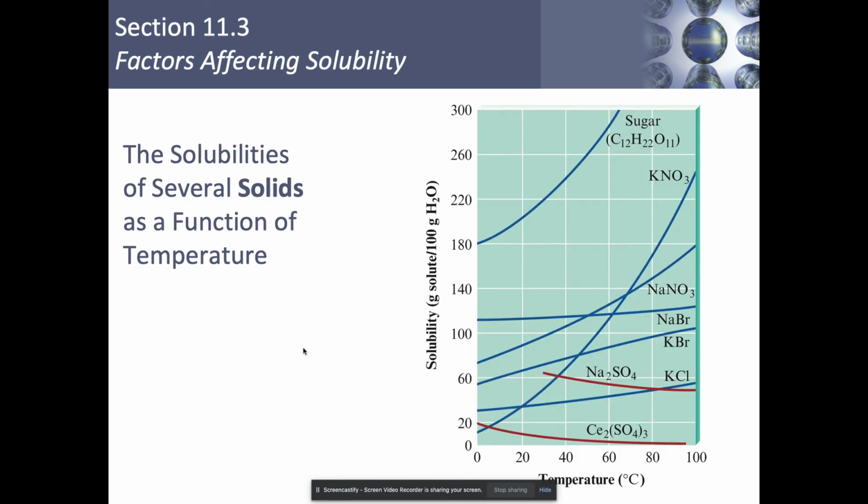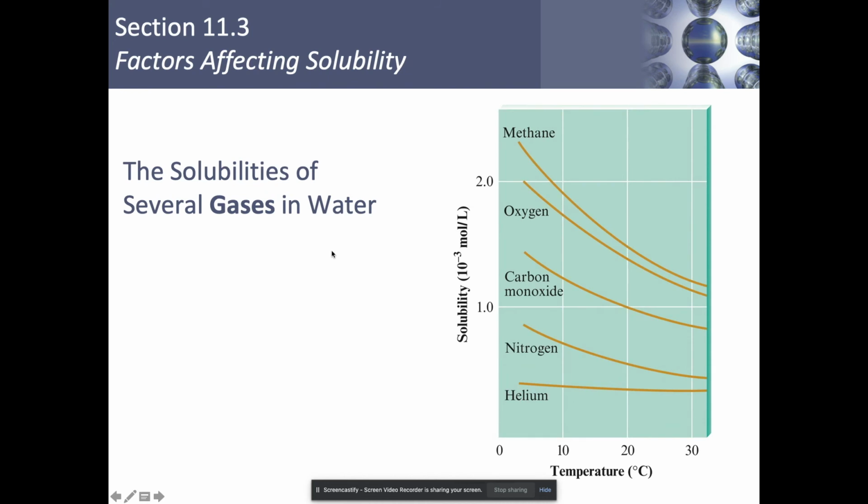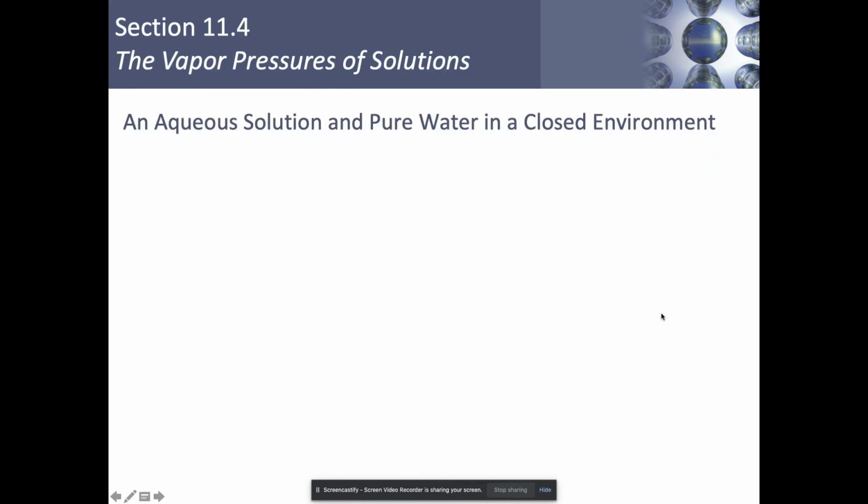So you can see here we have the solubility of several ionic solids and sugar. But take a look, it's pretty dramatic for sugar. And then look, we have some anomalies here. We have sodium sulfate, for example, which actually gets worse as you heat it up. It doesn't dissolve as much, which is unusual. But notice for gases, it's the exact opposite. Obviously, as you heat up a solution that has gas in it, you're going to lose that gas.